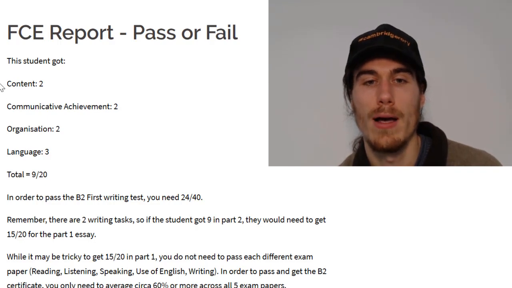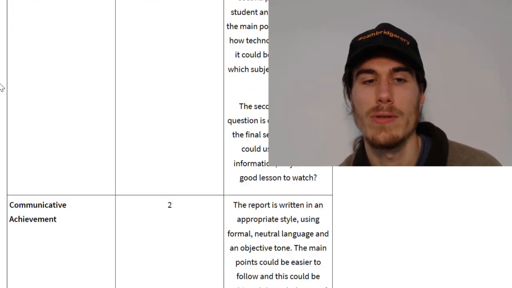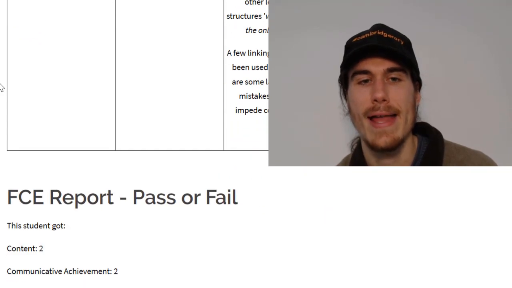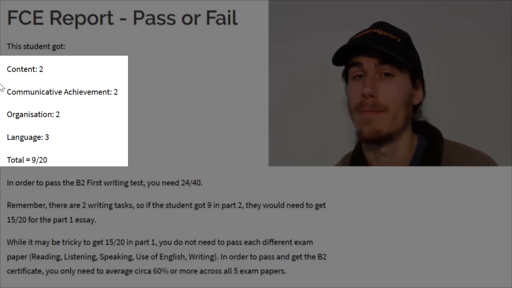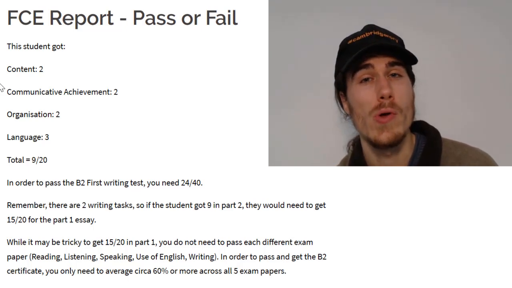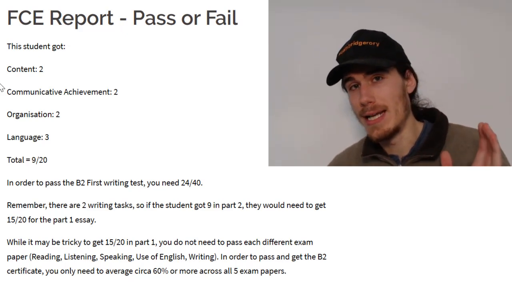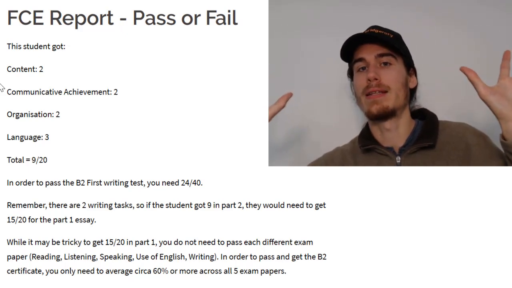So I've given it a 2 for content, 2 for communicative achievement, 2 for organisation, and 3 for language. If we add that up, that is 2, 4, 6, and 3 is 9, that's 9 out of 20. If the student got 9 out of 20 for the part 1 essay, they would get 18 out of 40, and that would be below the 24 out of 40 that they would need. Therefore, they would need all the other exam papers to be quite a lot higher than 60% in order to pass the exam.